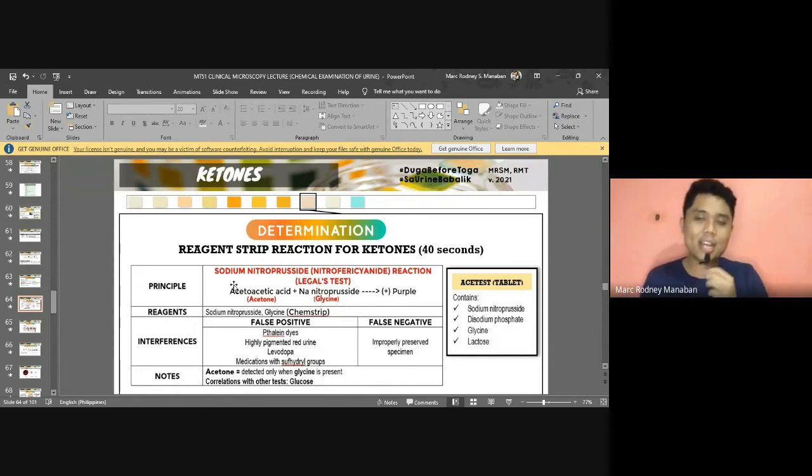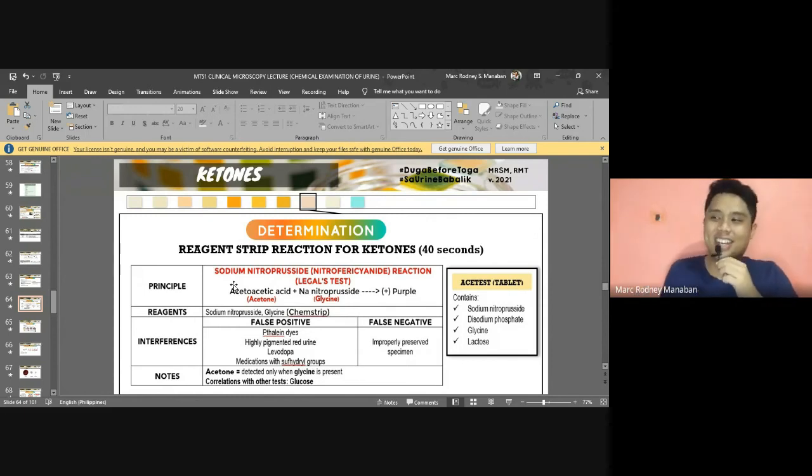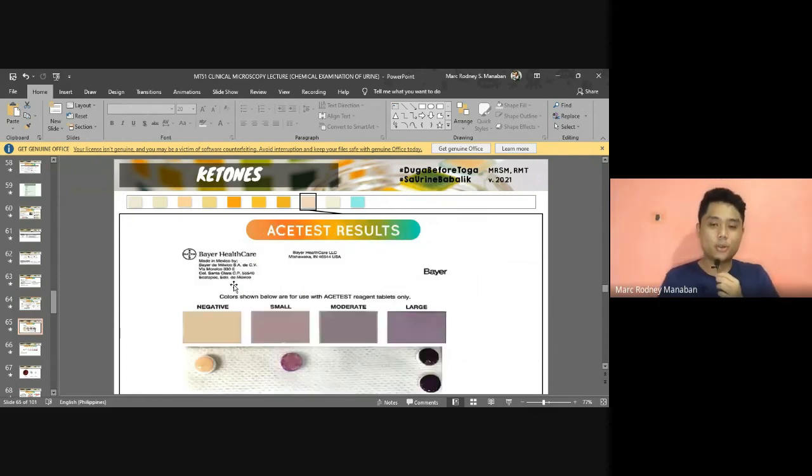All right. Your beta-hydroxybutyrate, dears, is not detected. It doesn't react to beta-hydroxybutyrate at all. Okay, all right. Now, what are the expected results? Purple for the Acetest, as you can see.